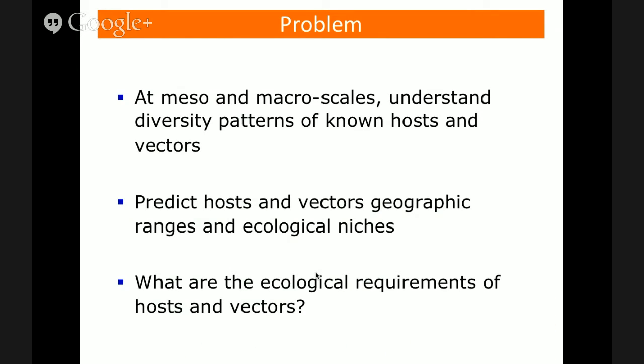So the problem, in general, we can think of it like this: we want to understand the diversity patterns first at the meso and macro scales of hosts and vectors of these forest ecosystems. So we want to predict the potential distribution of hosts and vectors at geographic ranges and their ecological niches. The basic question we are after is, what are those requirements ecologically and geographically? How far can they get? And how could they move around in the landscape in order to reach, as I mentioned, both economically important crops and in general other forest ecosystems? So those are the main problems and questions we're facing.